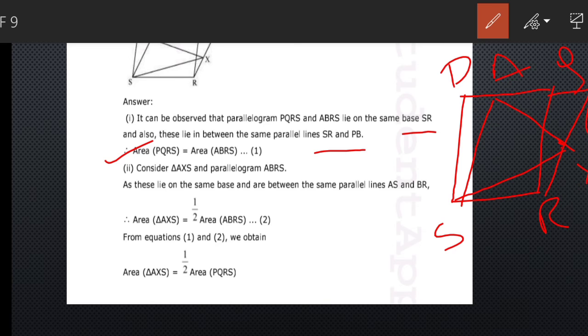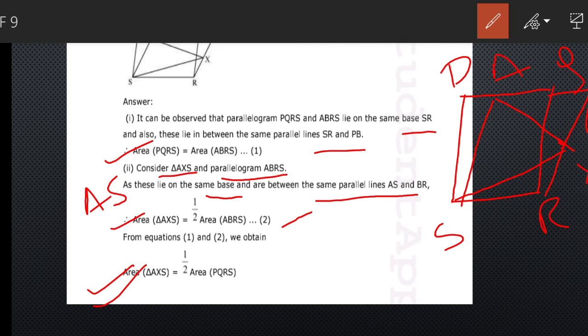Again, if we consider the triangle AXS and the parallelogram ABRS, from these two we can see they lie on the same base, that is AS, and between the same parallel lines, SR parallel to BR. We can say the area of AXS is equal to half of the area of ABRS. From equation 1 we can substitute ABRS with PQRS. So we will get the area of AXS is equal to half of PQRS. So it is proved.